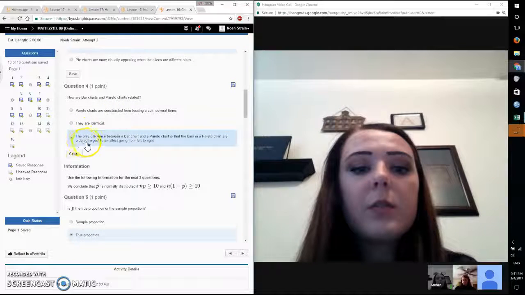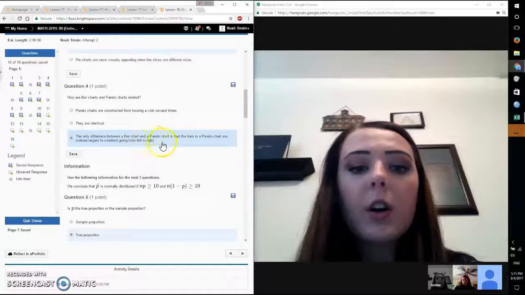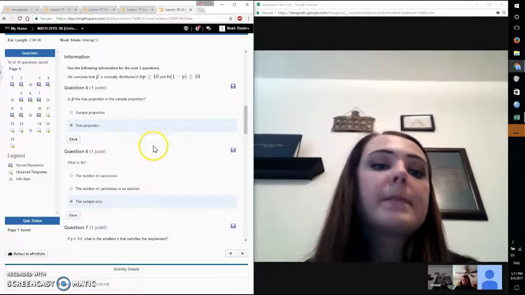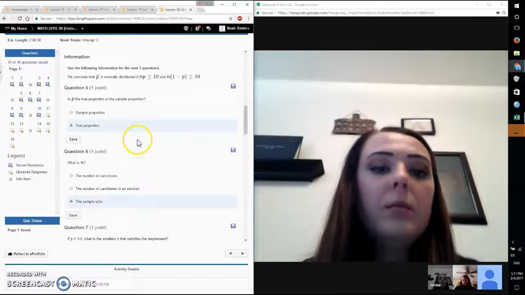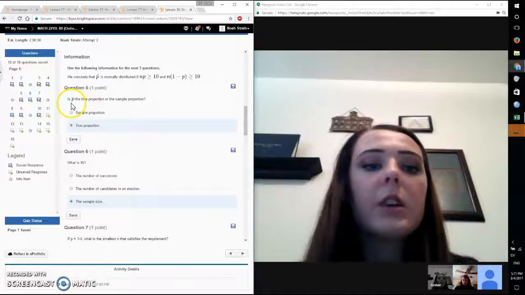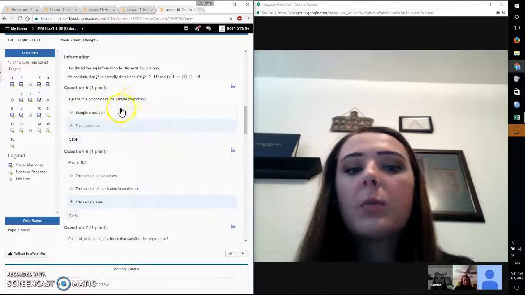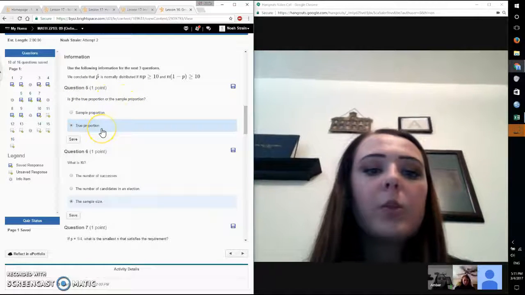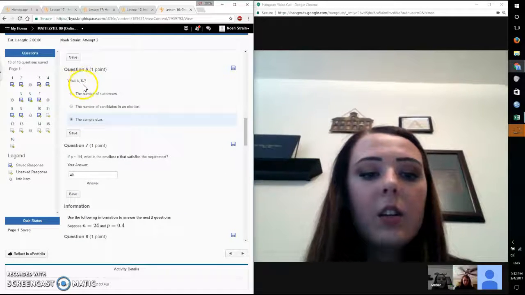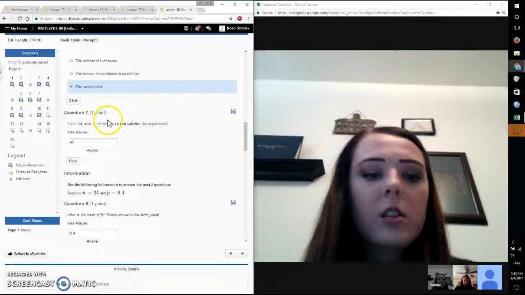The only difference between a bar chart and a Pareto chart is that the bars in a Pareto chart are ordered largest to smallest, going from left to right. And then use this information for the next 3 questions. Question 5, is P the true proportion or the sample proportion? That would be true proportion. What is N? It's the sample size.